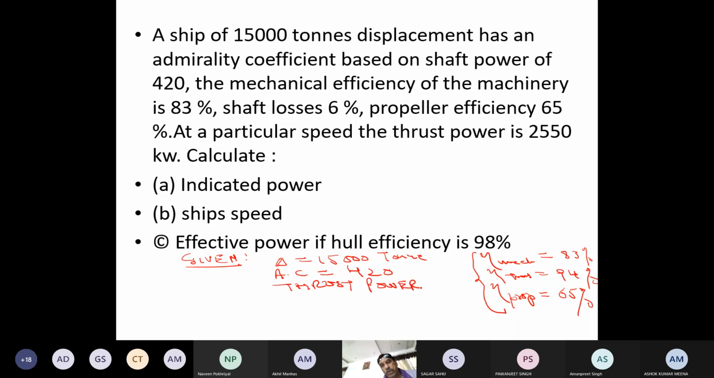Can you see also when I'm writing? Yes. Okay, so this is the data which is already known to us.